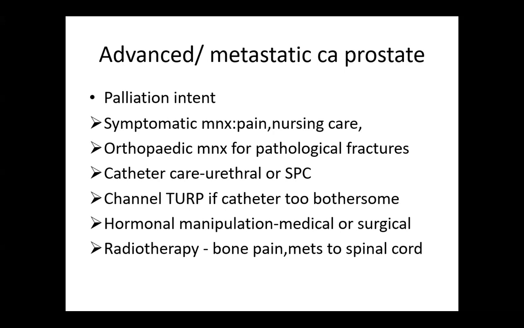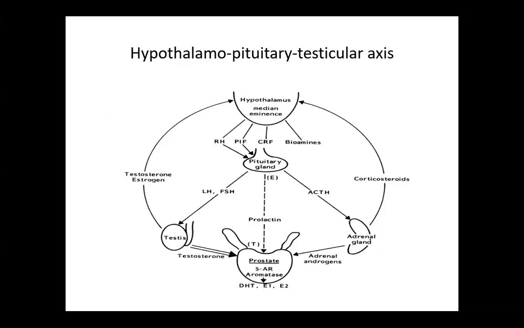We can also do hormonal manipulation, and we still remember the hormones that are involved in the production of the androgens, okay? We shall see a picture later. So this hormonal manipulation can be medical or surgical. And of course, we can also have radiotherapy just to control bone pain and metastasis to the spinal cord.